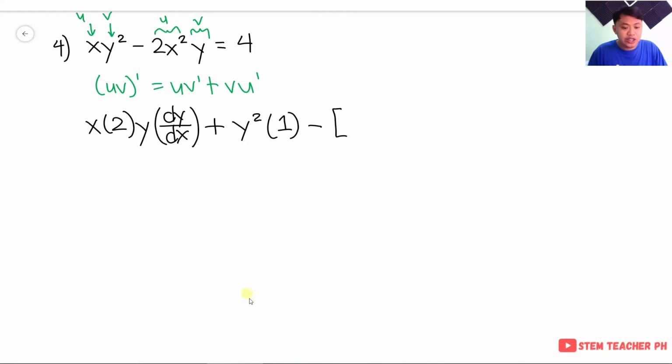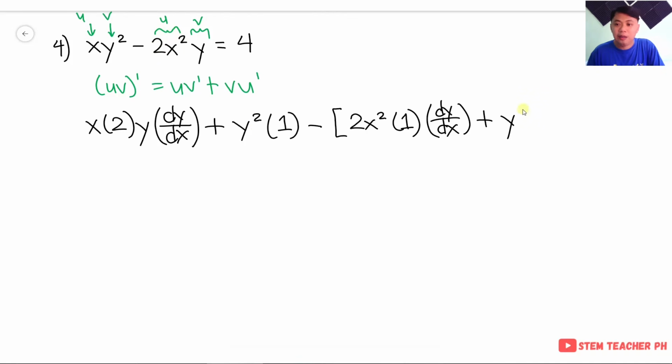We copy the first 2x squared, sulat natin siya, 2x squared times derivative of the second y. Ang derivative of y is just simply 1. Pero again, dahil kumukuha tayo ng derivative of y with respect to x, we have to multiply dy over dx. So that is for the first times derivative of the second. Tuloy tayo sa addition. So we add, we copy the second y, tapos imumultiply naman natin siya sa derivative ng first, that is 2x squared.